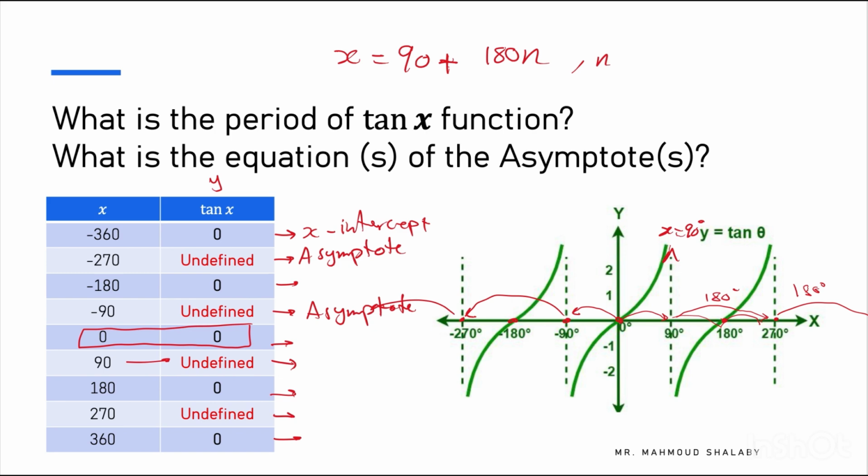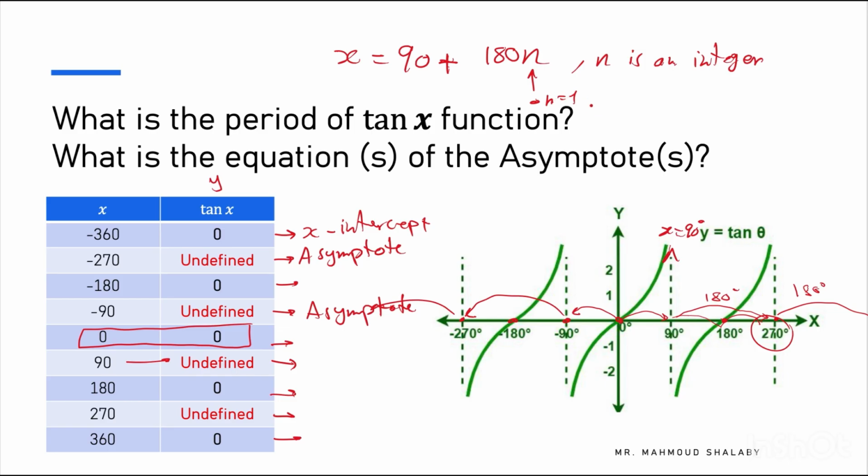Let me write this here. It will be all positive and negative numbers and 0. So n is an integer. For example, if I put n equals 0, this will be a 0, so this will give me the first asymptote at 90. When I put n equals 1, it will be 1 times 180, which is 180, plus 90 is 270, where we will have the second asymptote, and so on.